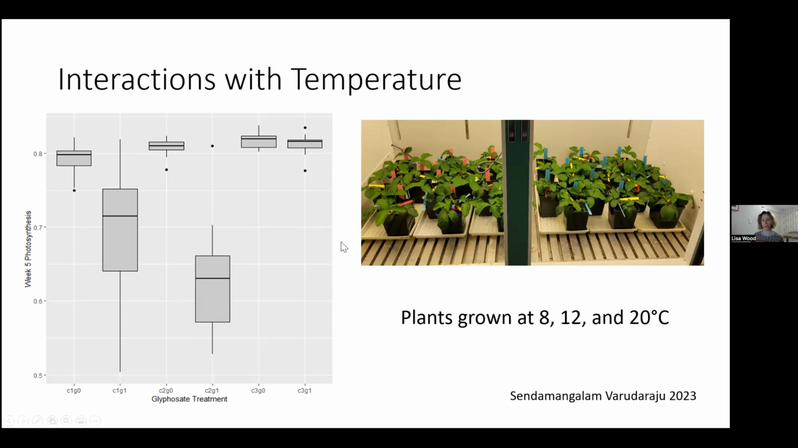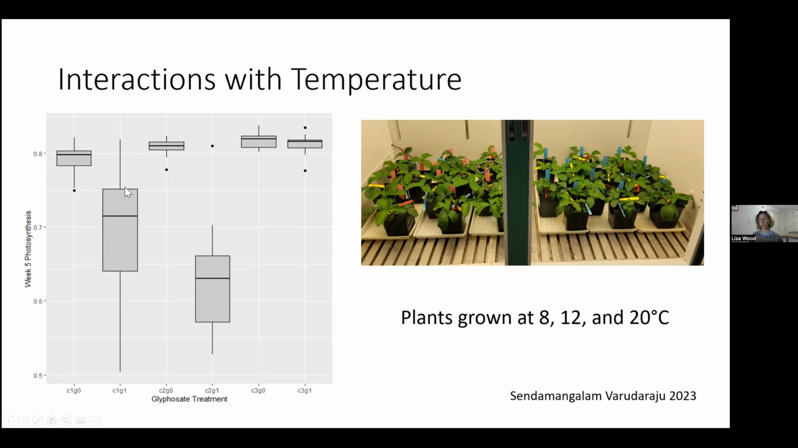This is just one little snippet of his data, but you can see here that these first 2 bars are plants that are grown at 8 degrees Celsius as an average temperature. This middle 2 are plants that are grown at 12 degrees Celsius. And these last 2 bars are plants that are grown at 20 degrees Celsius as an average temperature. And you might think, oh, 8 degrees Celsius is pretty cold for an average temperature, but think about the north in the spring. It's actually not that uncommon.